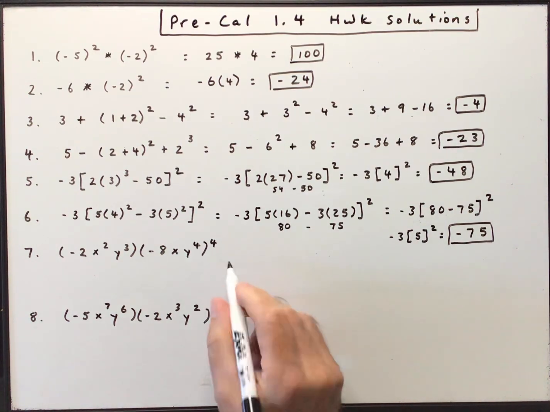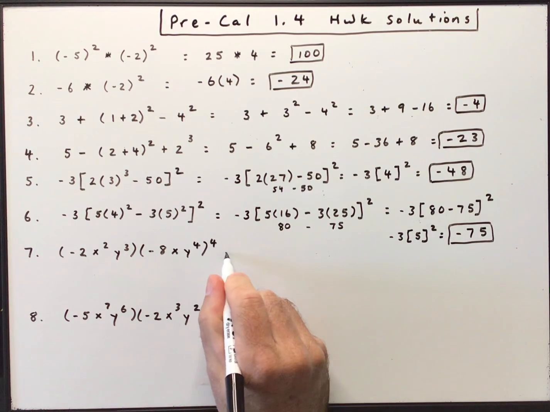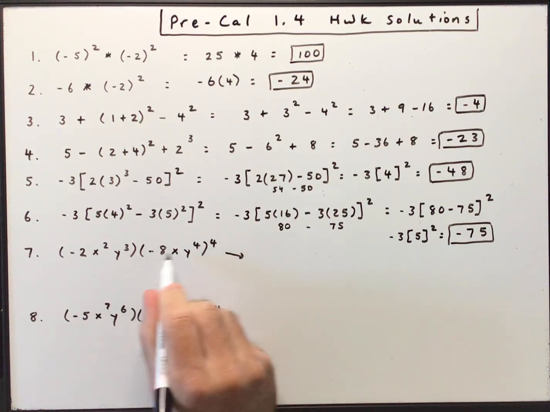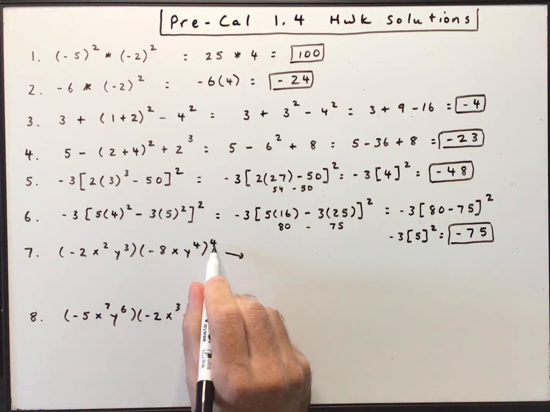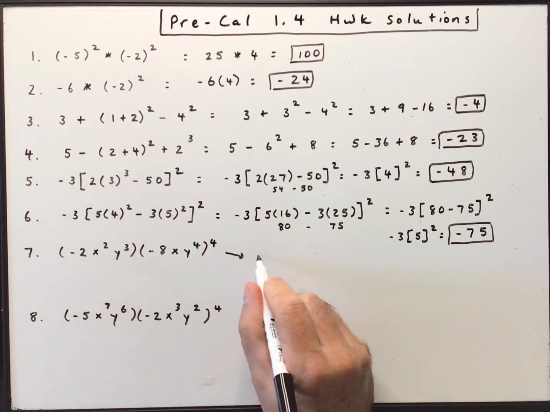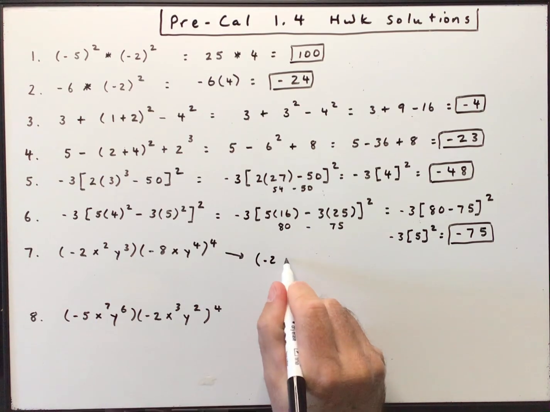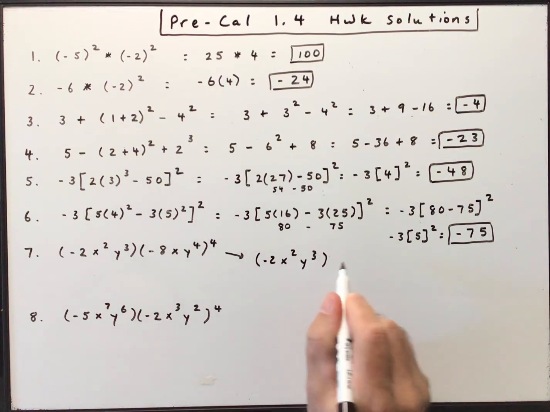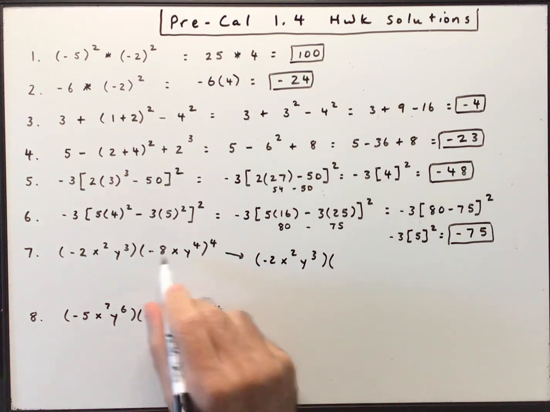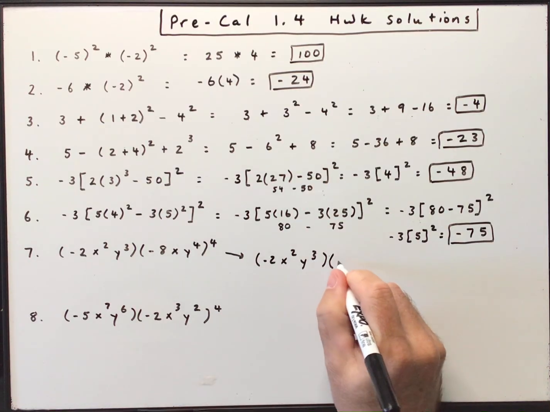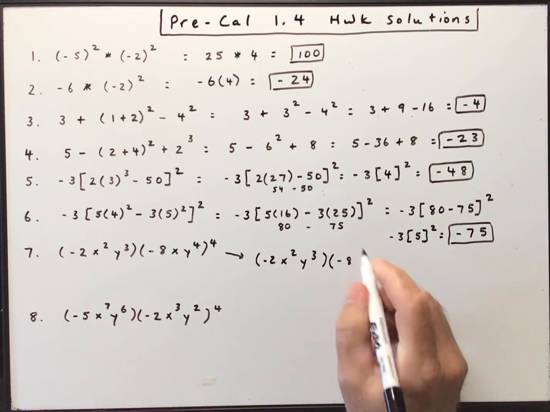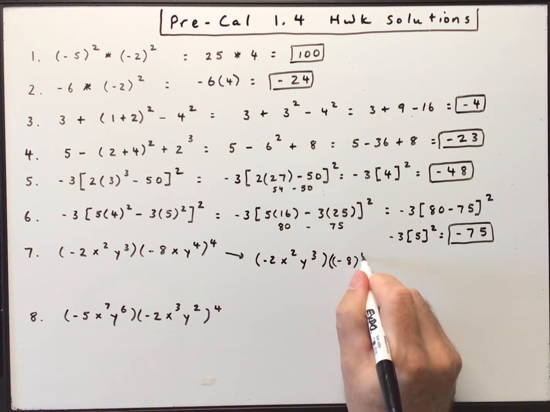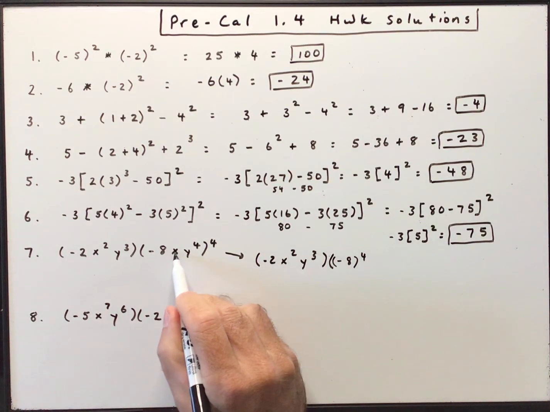All right, so for number 7, move this down just a little bit. I'm going to want to take this second term and bring it all to the 4th power first. So I'd have -2 x squared y cubed times -8 to the 4th power, and then x to the 4th.